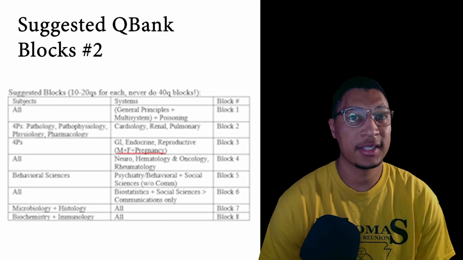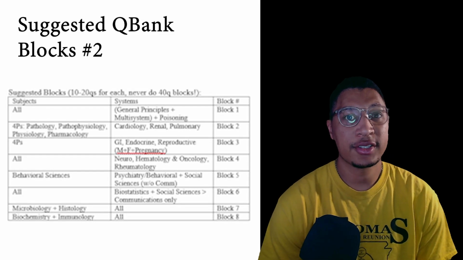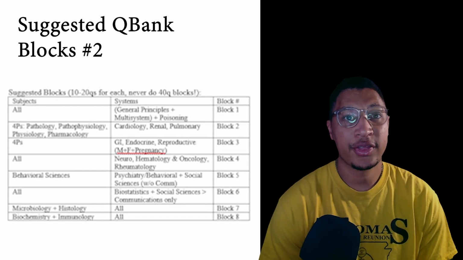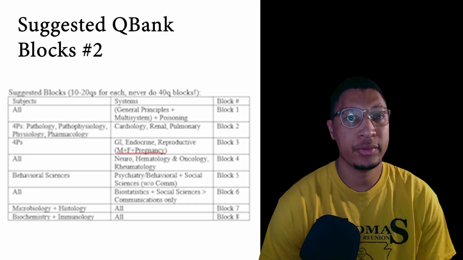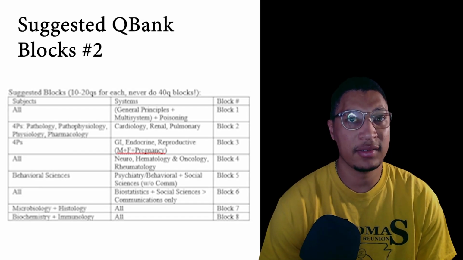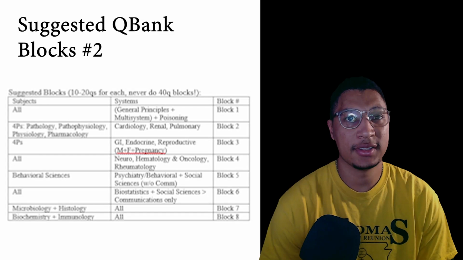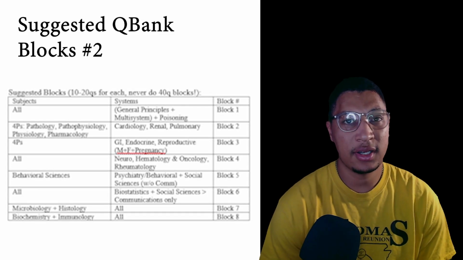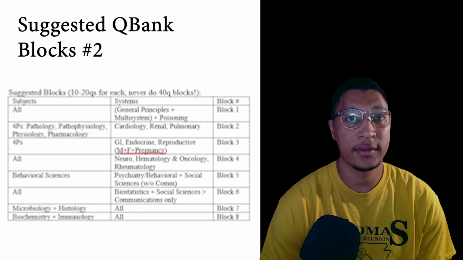And so block 1, I select all the subjects and I do general principles and multi-systems as well as the poisonings. Block 2, I'm doing the 4 Ps and I'm doing cardiology, renal, and pulmonary. Block 3, I'm doing 4 Ps as well. And I'm doing GI, endocrine, and reproductive, both male and female, as well as pregnancy. Block 4, I'm doing all the subjects and I'm selecting neuro, hematology, oncology, and rheumatology for the systems.